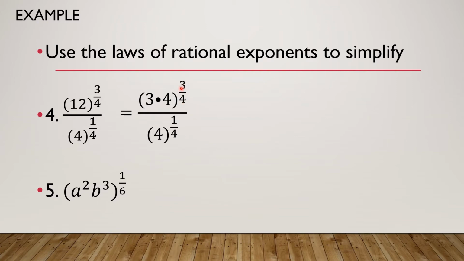Then, we are going to use the power of a product rule. This 3/4 exponent outside, we will multiply to the exponent of each one inside. So, since the exponent of 3 and the exponent of 4 are both 1, that is what we will multiply by 3/4. So, 3, the exponent of 3 is 1 times 3/4, so 3 raised to 3/4, times copy 4, then the exponent of 4 is 1 times 3/4, so 1 times 3/4 is 3/4, then all over, we copy 4 raised to 1/4.